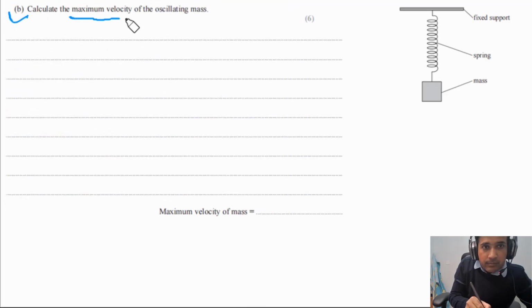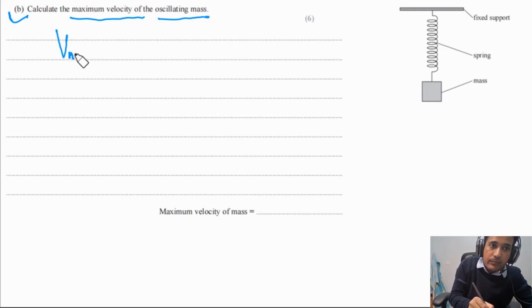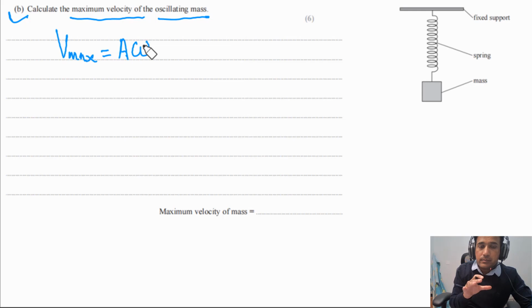Part B says calculate the maximum velocity of the oscillating mass. For this one, there are a few points you need to understand to answer this question, and those are very important concepts. First of all, we need to calculate Vmax, and Vmax is simply equal to amplitude, meaning the maximum displacement, times angular frequency, omega. But how can we find the value of A? The value of A is already given to us. So let's try to understand this step by step.